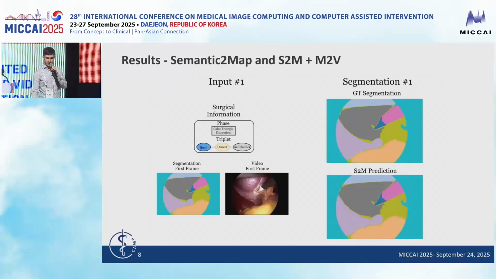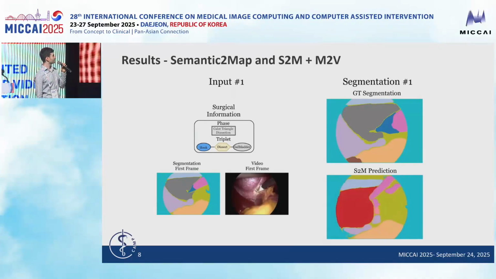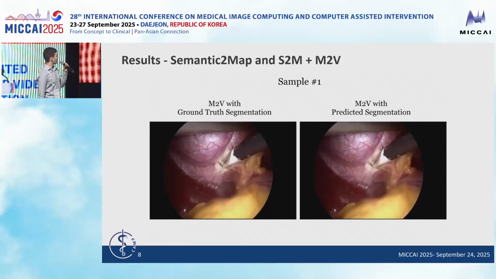And for the first stage model, and now it gets connected to the second one, this is, as I said, what to give to the first stage model. To the left, you see we give it the surgical information, so the phase and triplet of the next frames, then the segmentation of the first frame of the video, and the first frame of the video. And we ask it to generate an evolution in segmentation map space. Then we give these results to the second stage model.